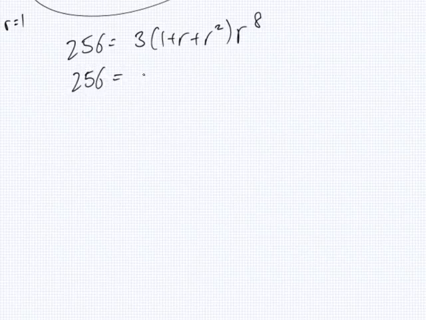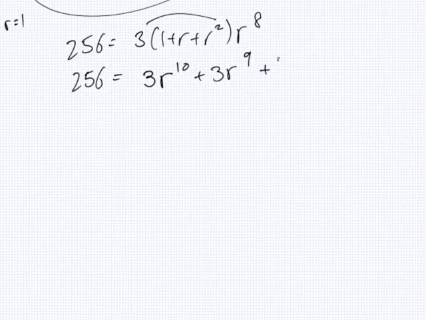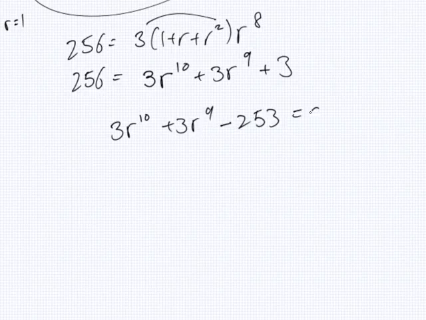You could change this into 3 to the 10 plus 3 to the 9, which you can change into 3 to the 10 plus 3 to the 9 minus 253 equals 0. Now, is this quadratic? Unfortunately not. It's not quite quadratic. What is it? Some kind of weird power 10 thing.